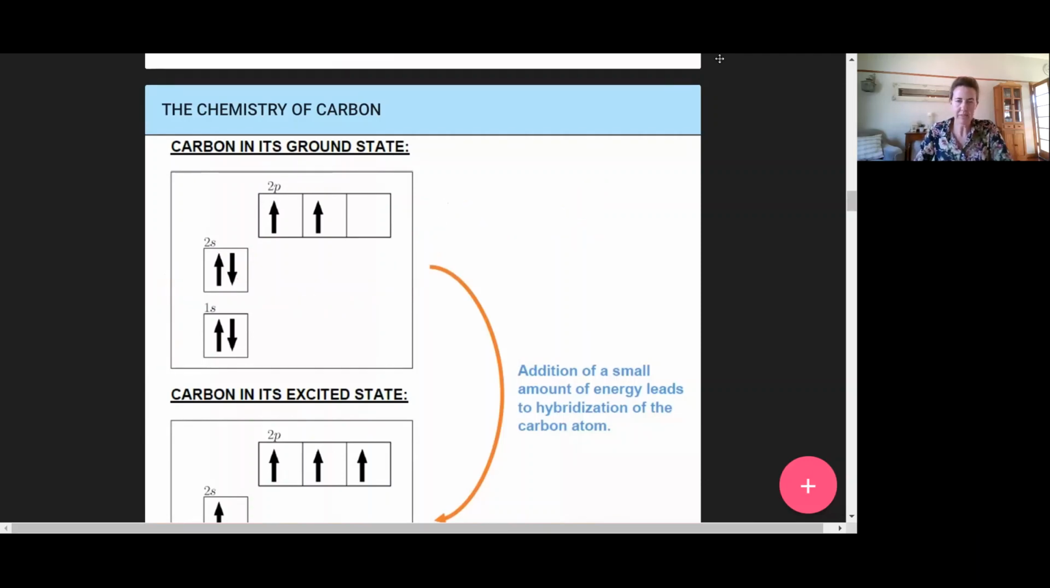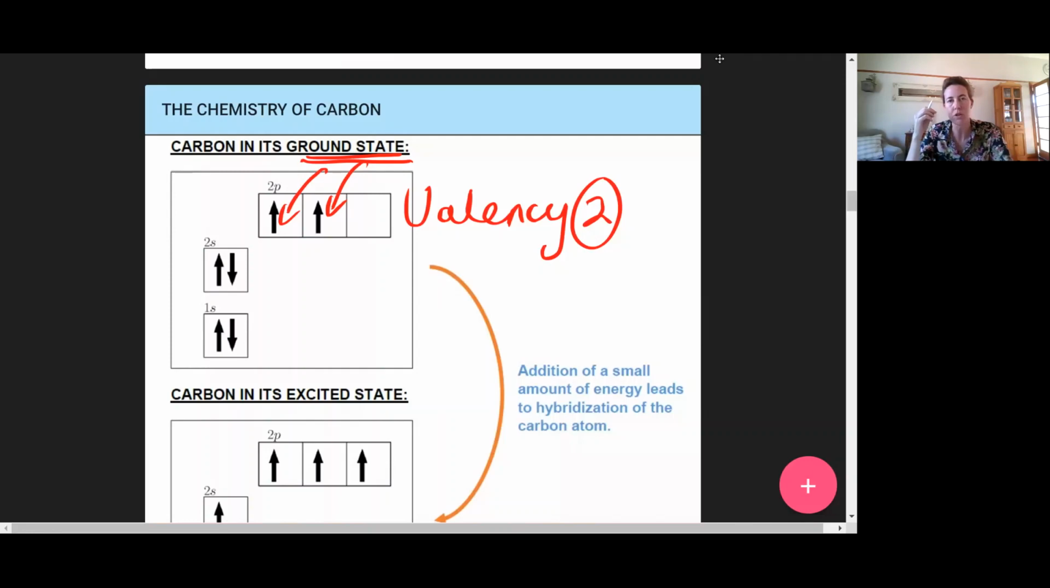But this only gives carbon a valency of 2. Remember, valency means bonding possibility of an atom. And so there's only 2 unpaired electrons, which means that carbon in this ground state would only bond to 2 other atoms. But carbon is the building block of life, and so it has to bond to a maximum number of atoms in order to build the variety of compounds we find in nature, including ourselves and all other living organisms.